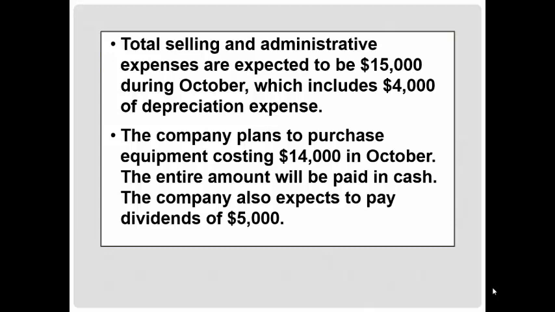The company plans to purchase equipment costing $14,000 in October. The entire amount will be paid in cash. The company also expects to pay dividends of $5,000.